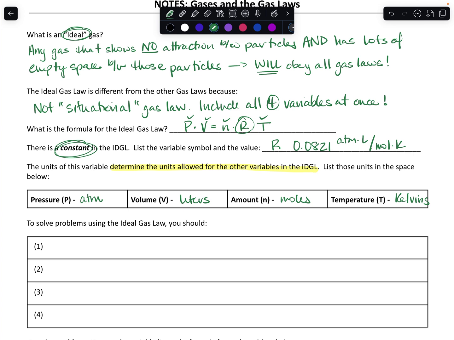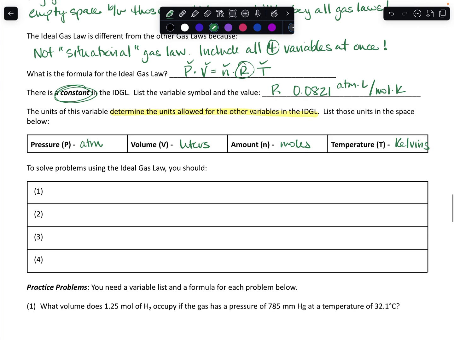If you're given a pressure in torr, you have to convert. If you're given the temperature in Celsius, you have to convert. If you're given the amount in grams, you have to convert. So it's important that you recognize that you're going to have to do more conversions with these problems than what we saw with our other gas law problems.